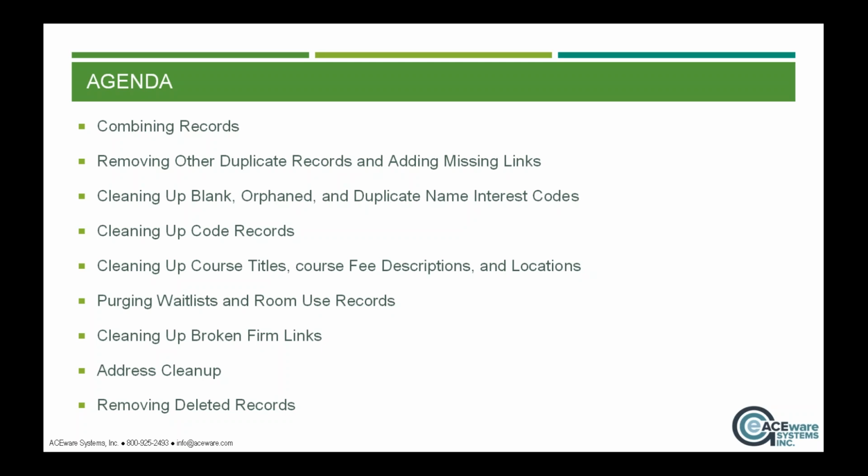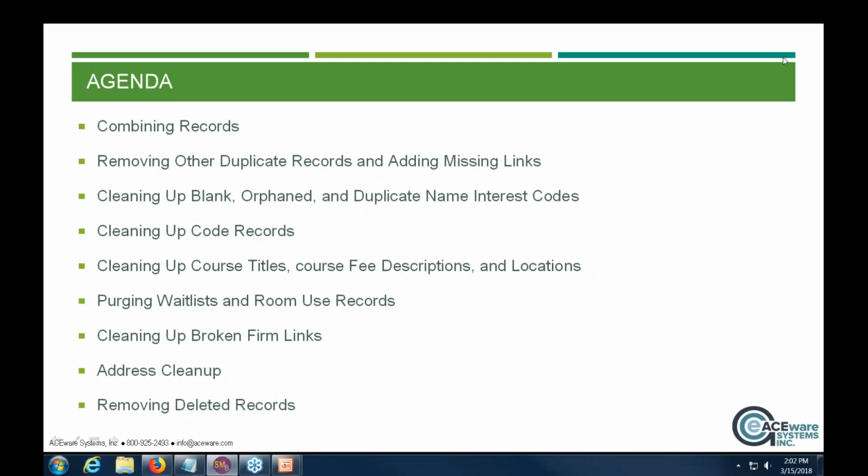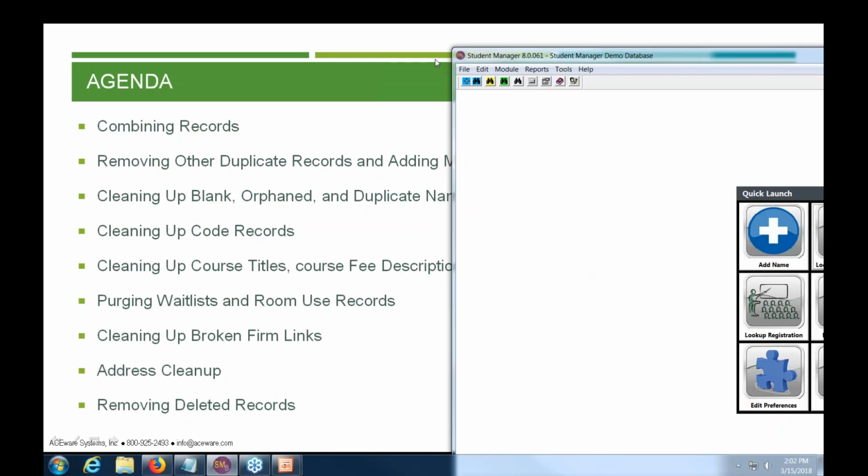Now, one thing when we're talking about duplicate records and combining records, keep in mind that in Student Manager, what is considered a duplicate is based, of course, on the ID. So you might have 4 people that are named Carol Anderson. They all have different ID numbers. Student Manager doesn't see that as a duplicate, right? And that's where you get into your combining of name records.